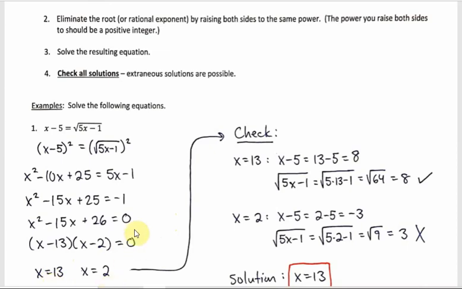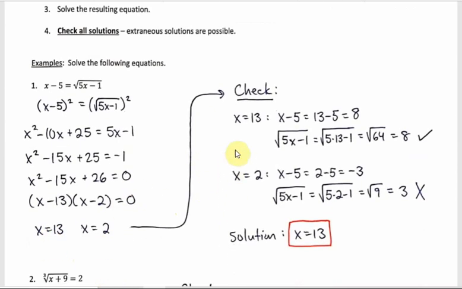But we have to check them. If we check them, it looks like 13 is going to be okay. Because if we sub in on the left side, you get 13 minus 5, which is 8. If you sub it in on the right side, 5 times 13 is 65, minus 1 is 64, and the square root of 64 is 8. So you get 8 on the left, 8 on the right. Good, those are the same, so that works.